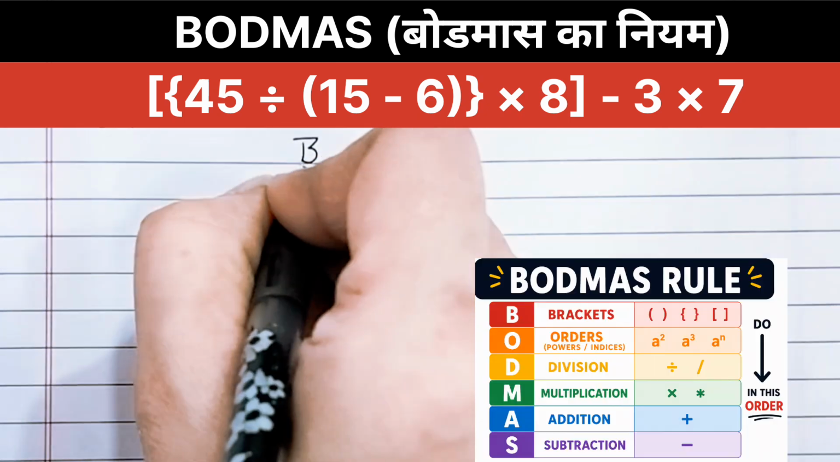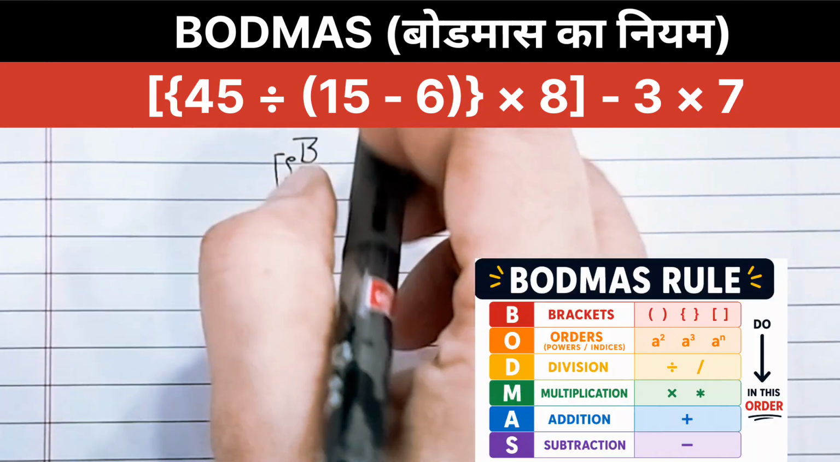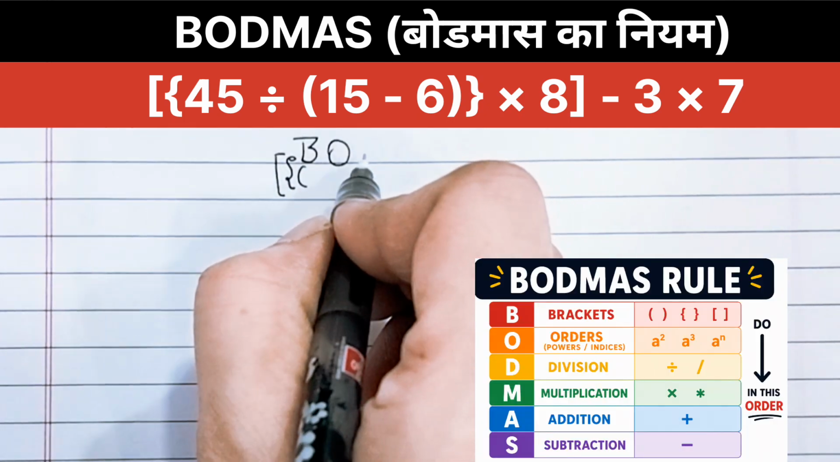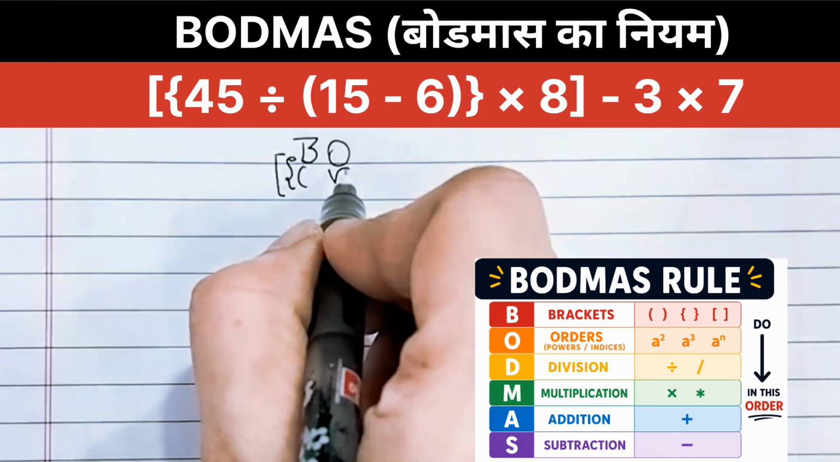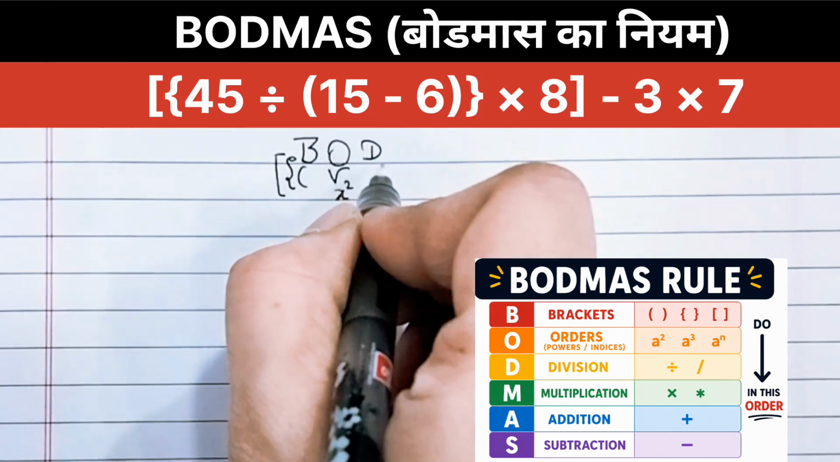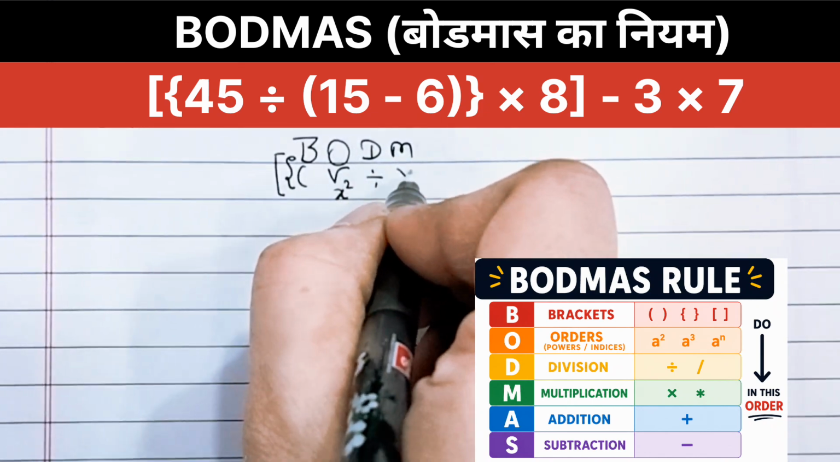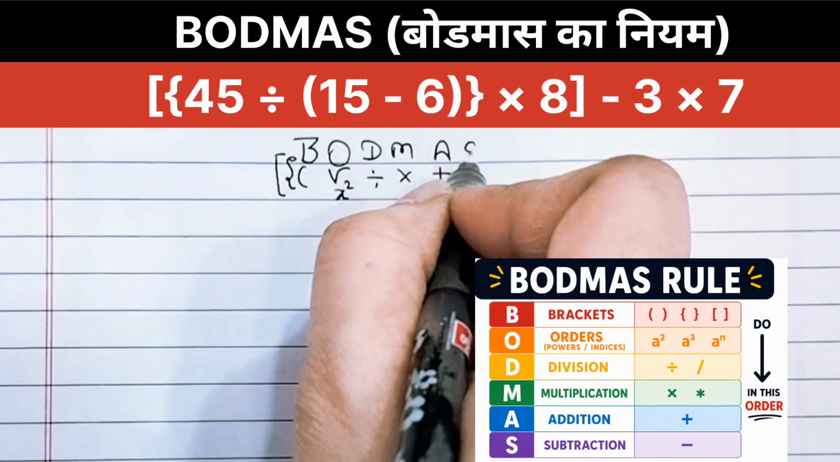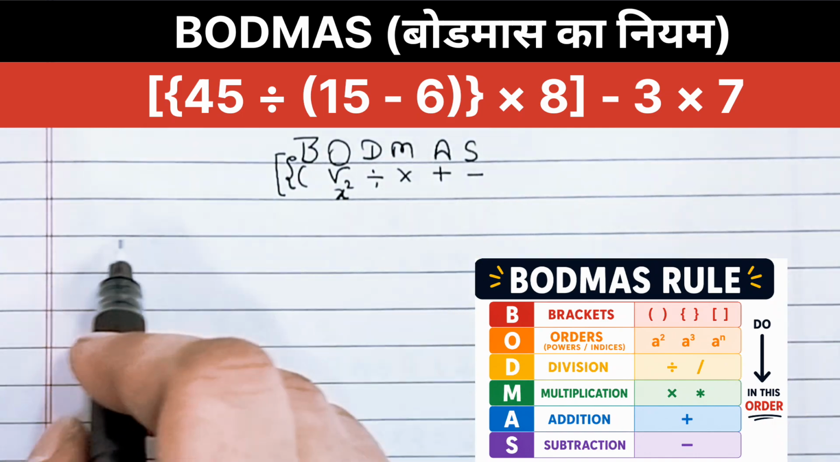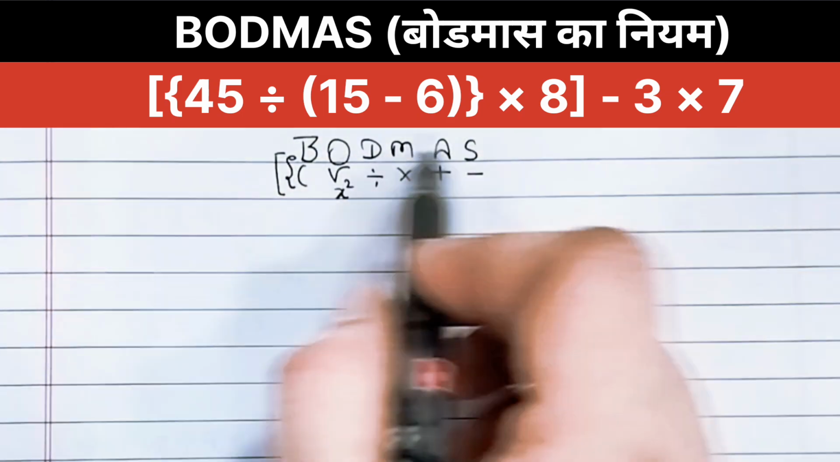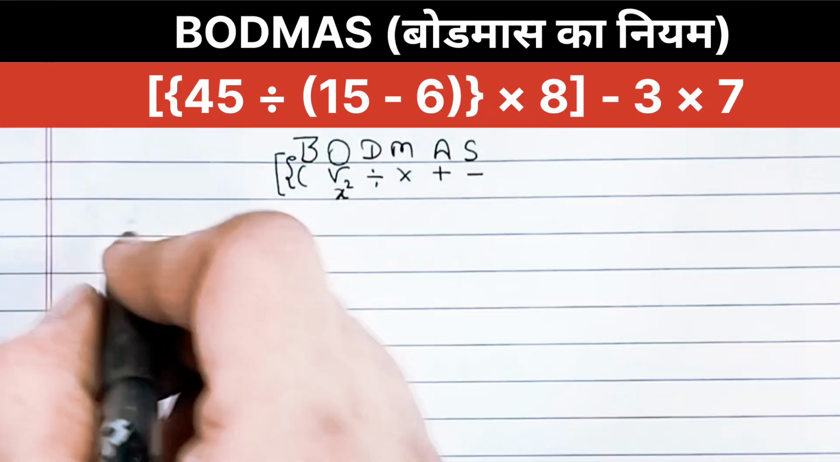First we solve brackets: small bracket, curly bracket, then square bracket. O stands for "of", which we convert into multiplication; we solve roots and exponents. D stands for division, M stands for multiplication, A stands for addition, S stands for subtraction. According to this BODMAS sequence, we'll break down this expression with a step-by-step solution.